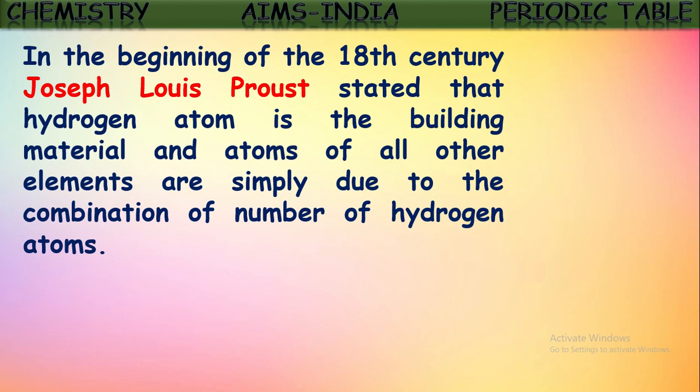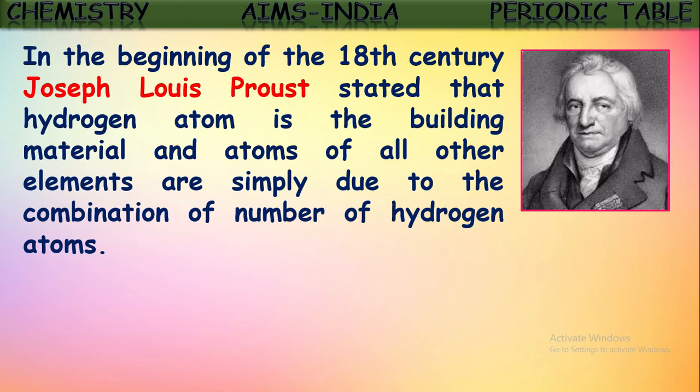In the beginning of 18th century, Joseph Louis Proust stated that hydrogen atom is a building material and atoms of all other elements are simply due to the combination of a number of hydrogen atoms. So this was a proposal given by Joseph Proust. Actually it is not correct. But at that time, as they didn't know any other elements, he thought that hydrogen is the basic fundamental building material of all the elements and compounds. So all other elements are formed by the combination of these hydrogen atoms. In that way, he assumed. Anyhow, it is wrong.